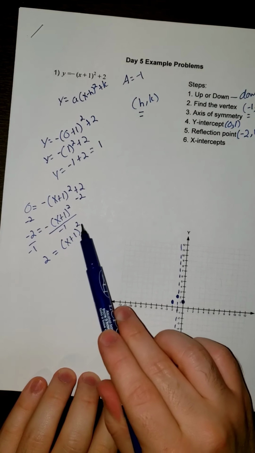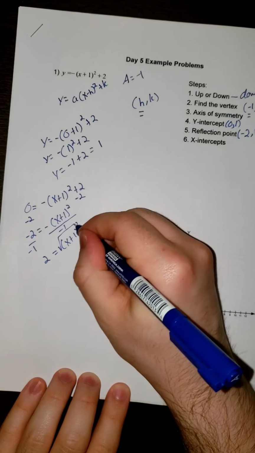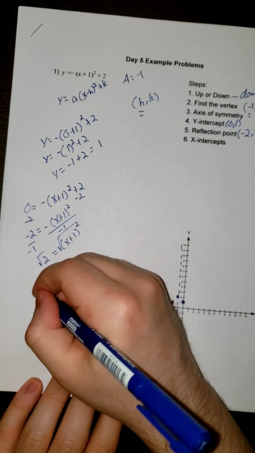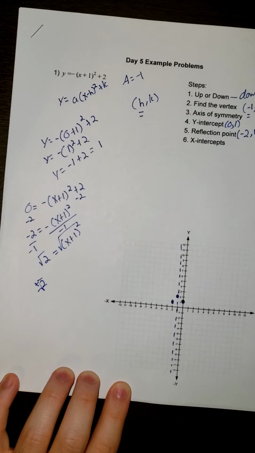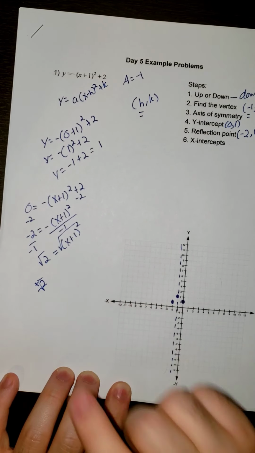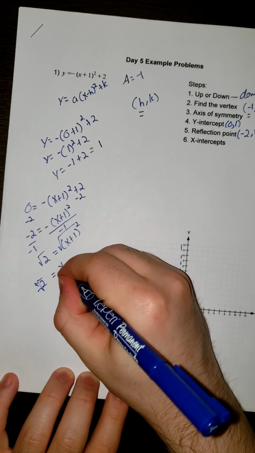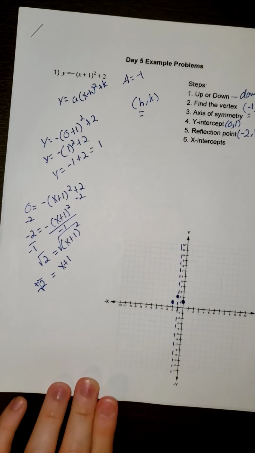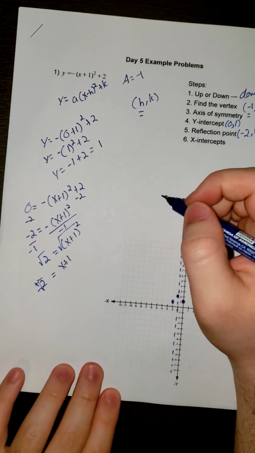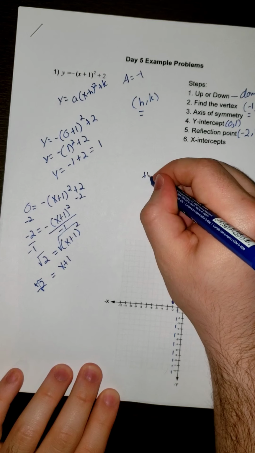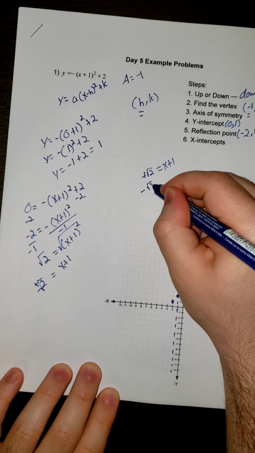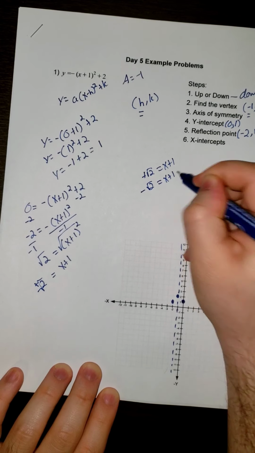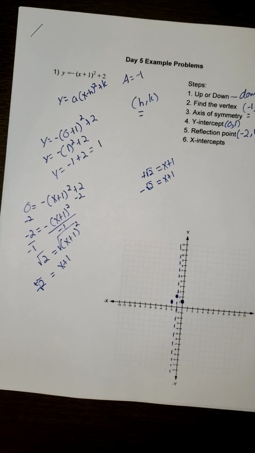Remember, opposite of the square is the square root. So you get plus or minus the square root of 2. Because remember, when you take the square root of something, you have to do plus minus, equals x plus 1. So I get 2 equations from this. You get a positive radical 2 equals x plus 1, and you get a negative radical 2 equals x plus 1. And you need to solve both of those equations.